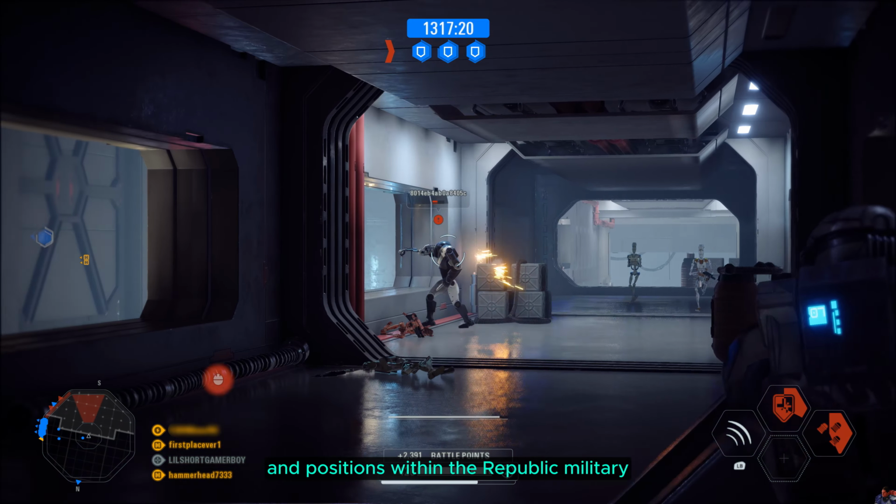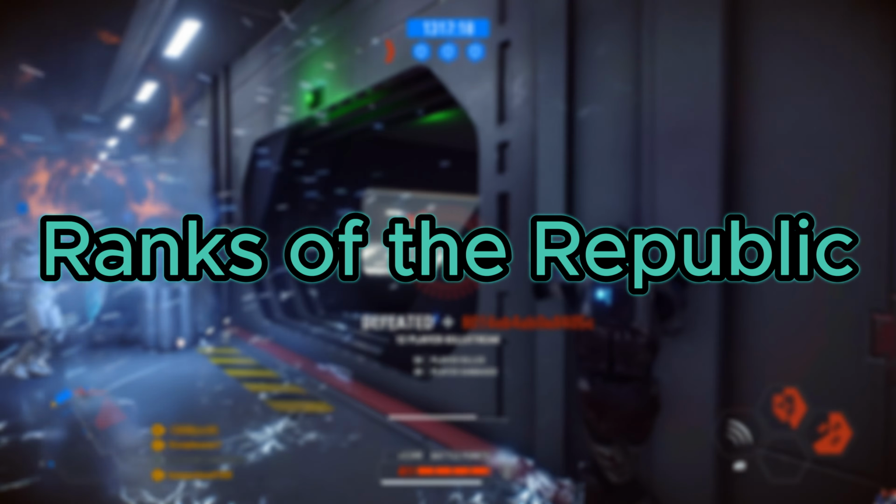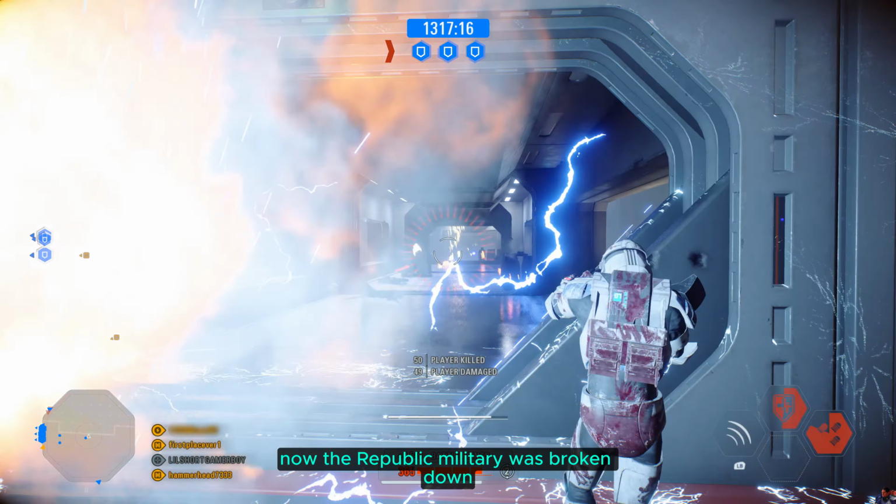Before we can fully understand who led who, we have to understand what the ranks were and positions within the Republic military. Now, the Republic military was broken down into many different parts and many different sections. However, at its base, you had the clone troopers.